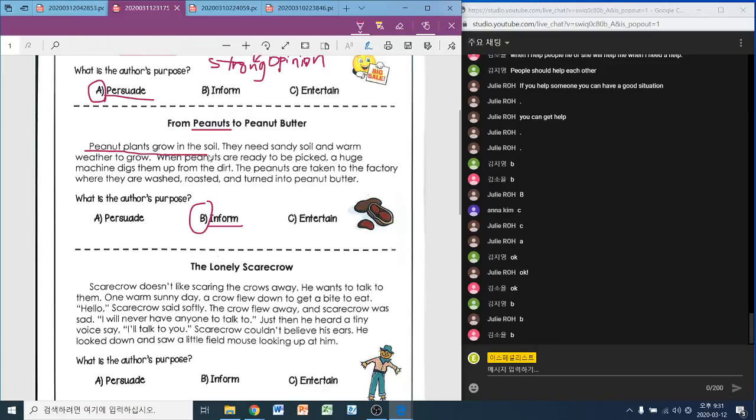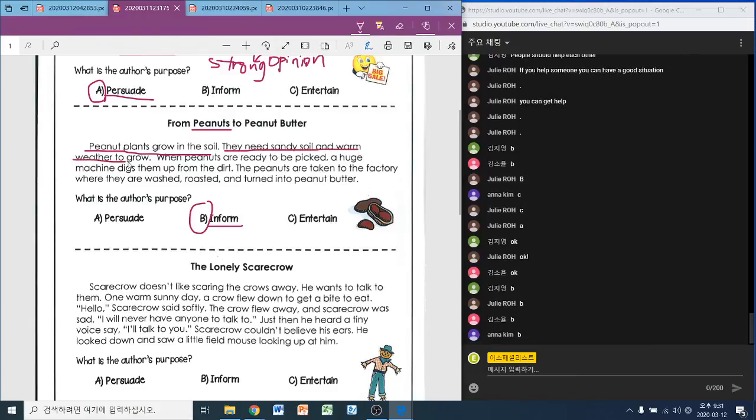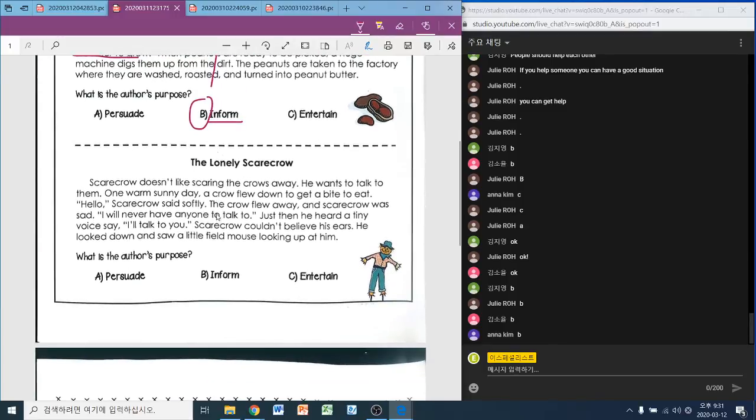Peanut plants grow in the soil. They need sandy soil and warm weather to grow. Yes, this is just information. This writing gives information about peanuts to peanut butter, okay? So the author's purpose of this writing is to inform, give information, okay? The next, last story here, The Lonely Scarecrow.